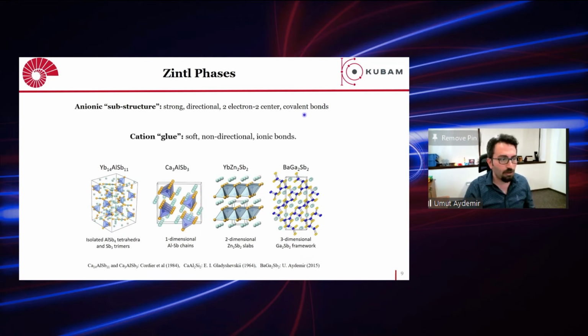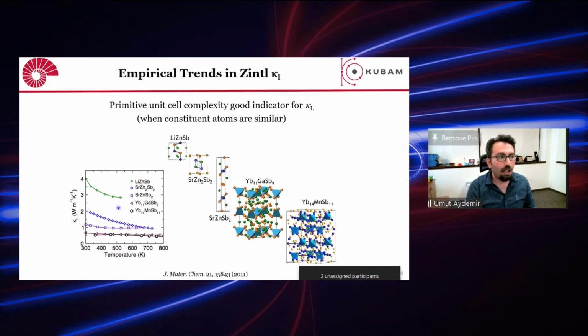But there are also these cations, fitted inside these holes. They act like a glue, and they have soft, non-directional ionic bonds with the covalent anionic structure. So the Zintl phases show inherently low lattice thermal conductivities, as you can see here. These are in watts per meter Kelvin, so they can go below 1 watt per meter Kelvin.